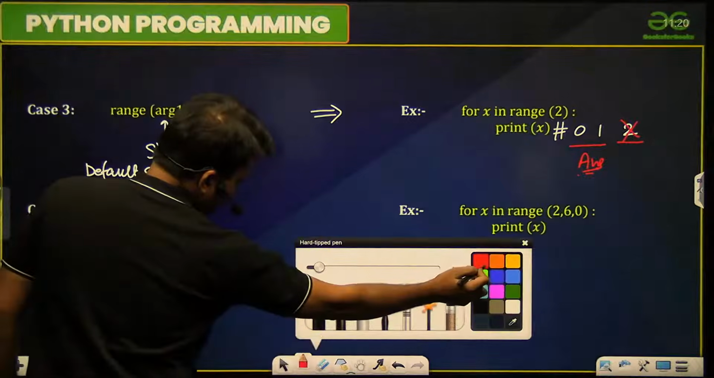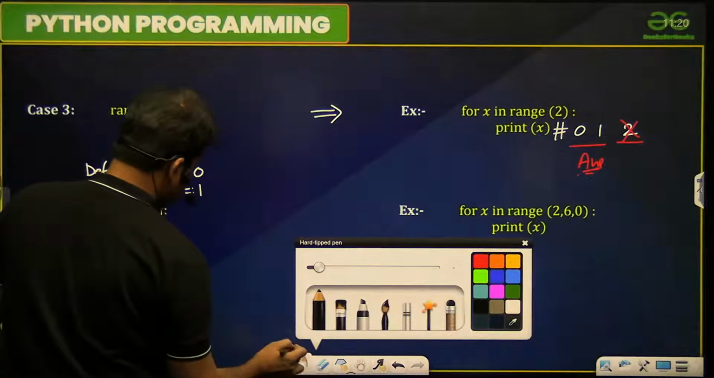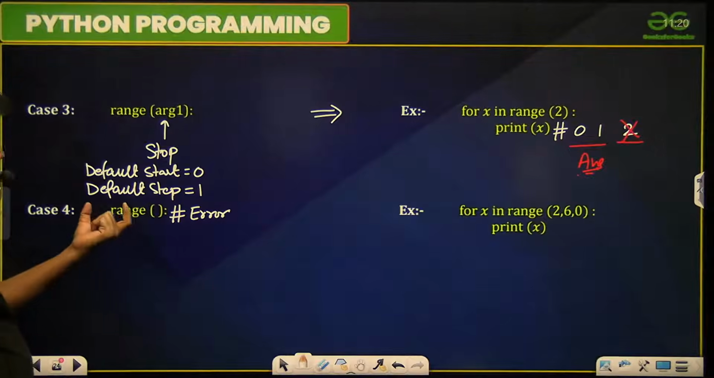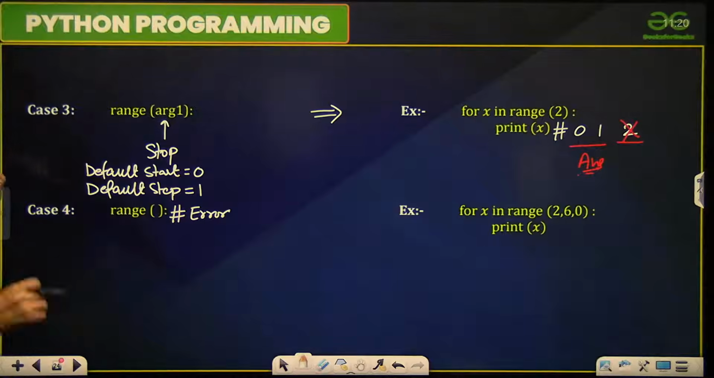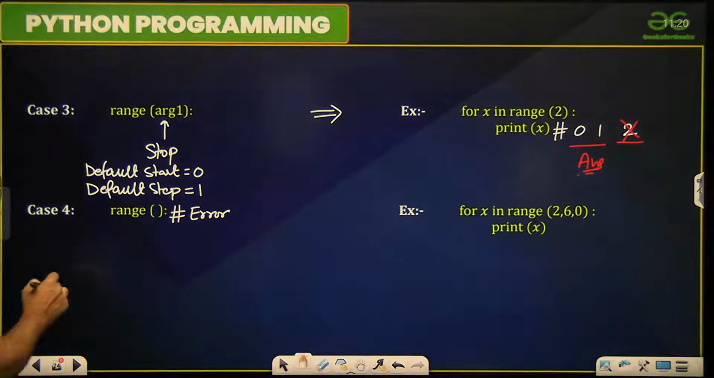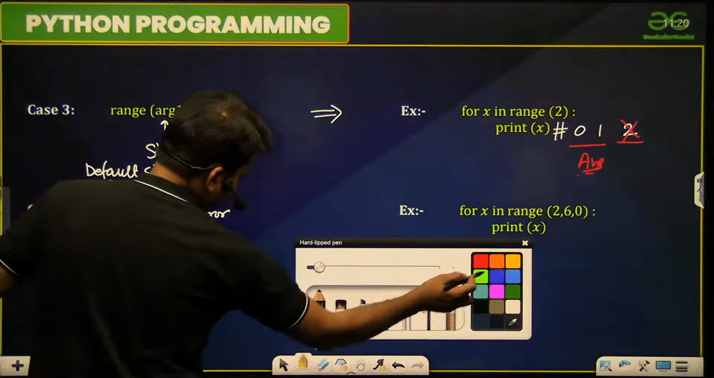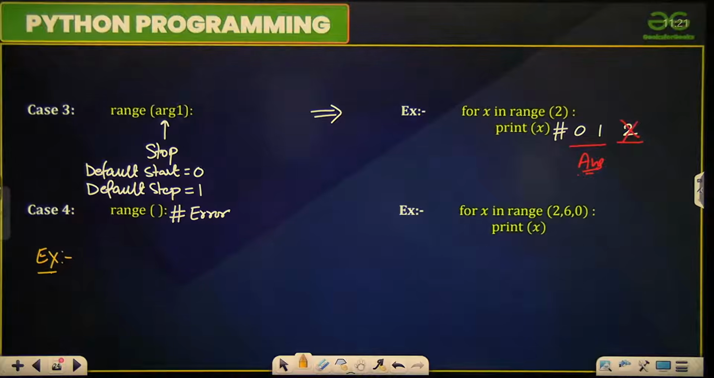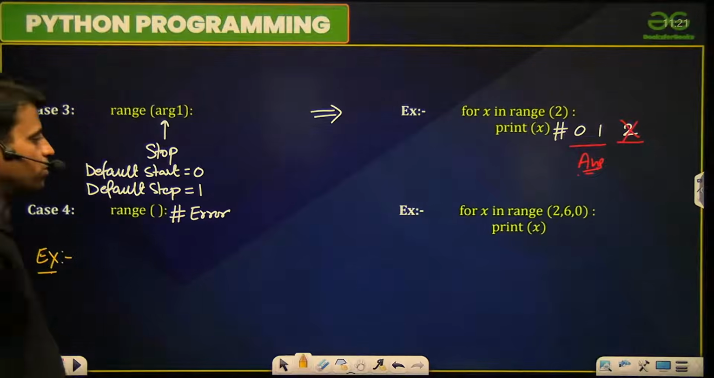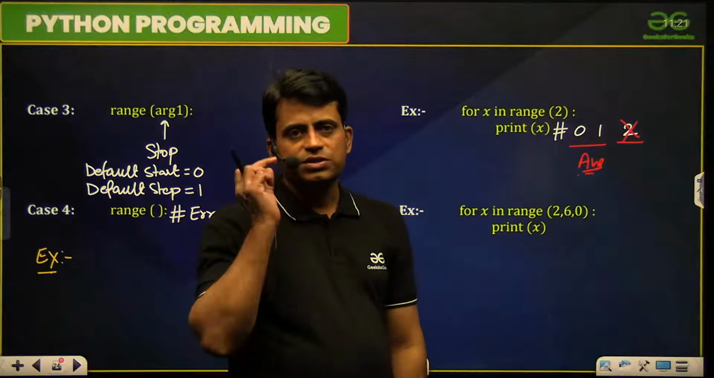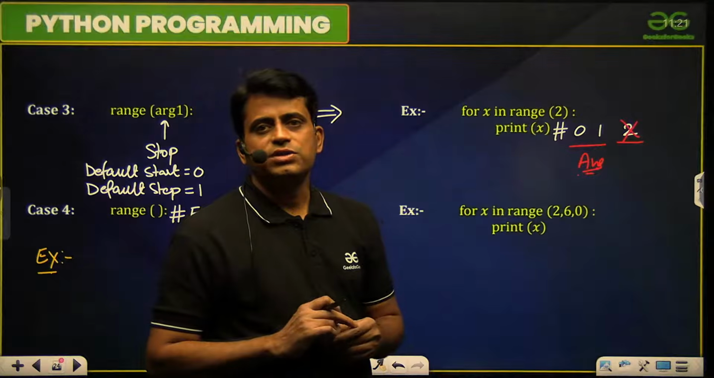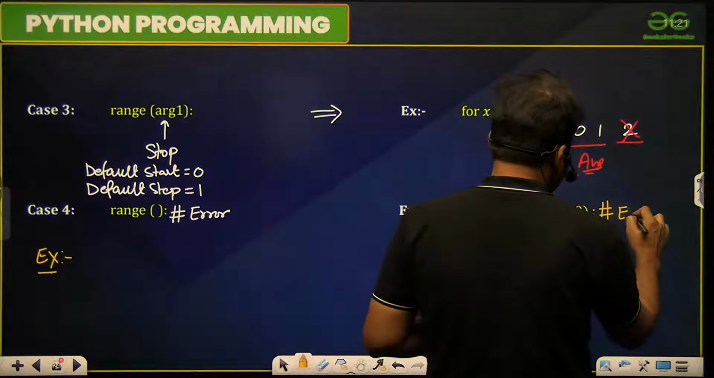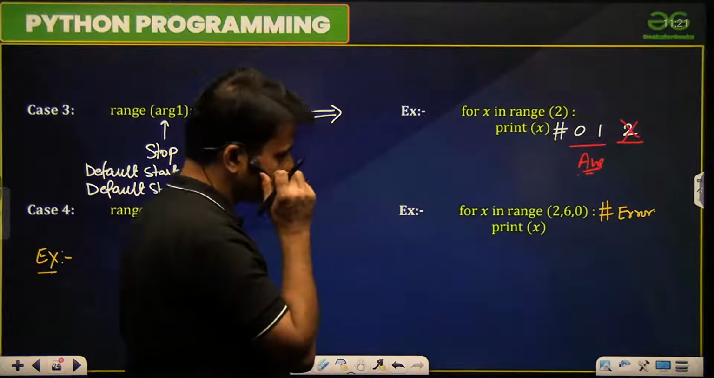This case is an error, student. You cannot leave it blank, right? So this function generates an error. What about this one, student? range with 2, 6, 0. Step can't be 0, so I think this is an error, student. Step can't be 0.